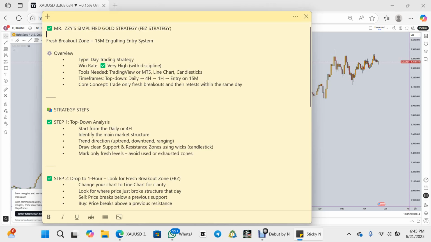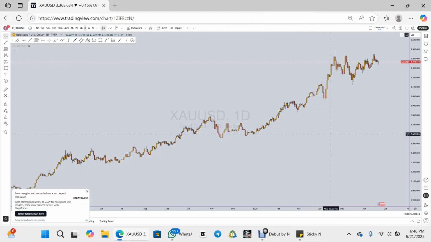Step 1 says top-down analysis. Start from the daily or 4 hours. Identify the market structure, the main market structure, trend direction, uptrend or downtrend. Draw clean support and resistance zones using wicks, candlesticks. Then mark fresh levels in the market. So what this step 1 is saying is that we should draw our support and resistance zones.